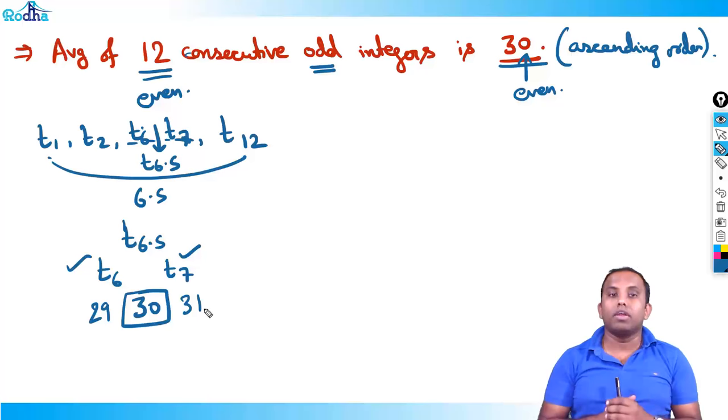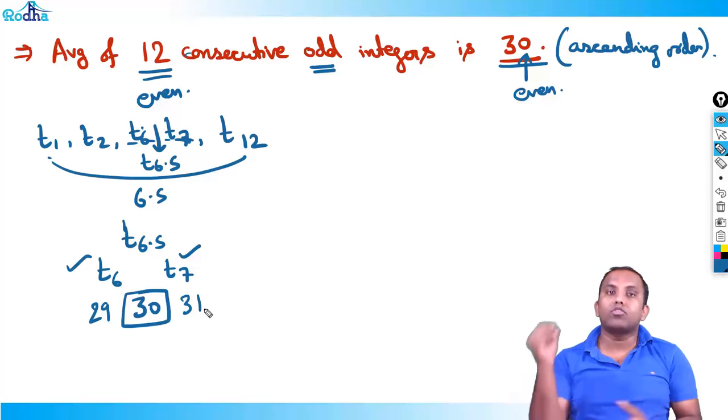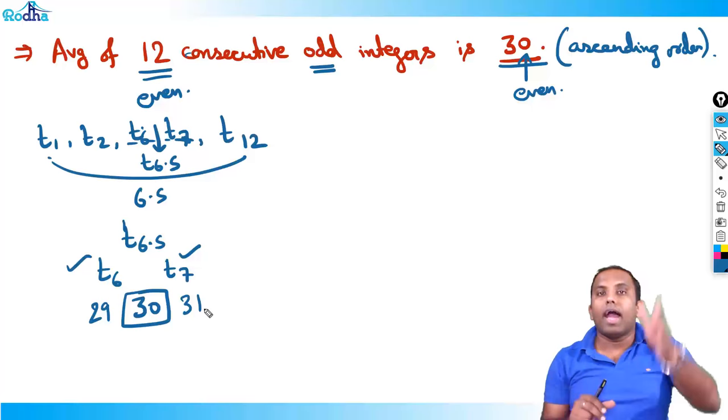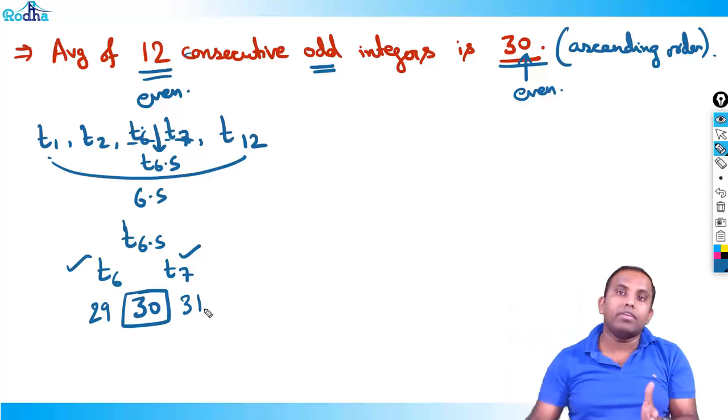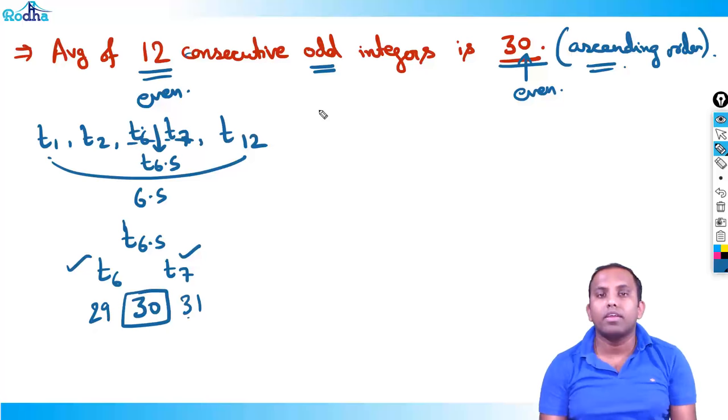Okay, so the average of this series is 30. That means term 6.5, the average of the 6th and 7th term, is 30. So I can get the 6th term as 29 and the 7th term as 31, as they are consecutive odd integers in ascending order. It has to be 29 and 31, then the average will be 30. Now, you can get the whole series.